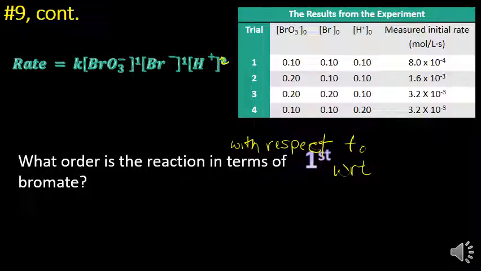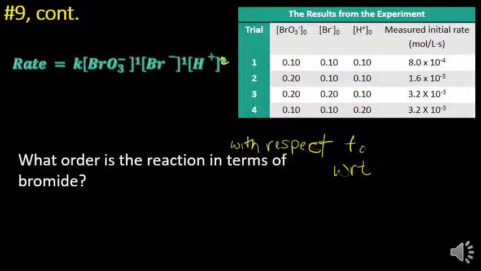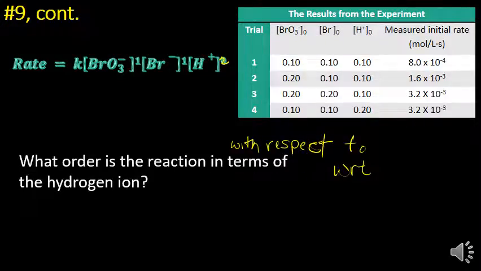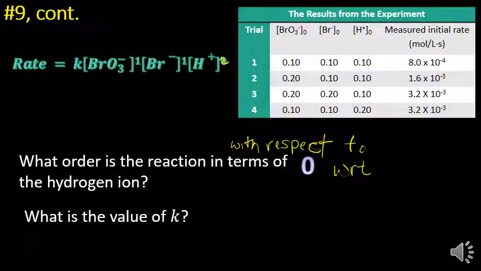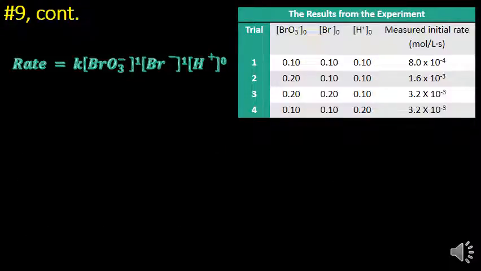It's a first order reaction, yes. And what is the reaction in terms of bromide? First order. And what is the reaction in terms of the hydrogen ion? It is a second order reaction in terms of the hydrogen ion. That is correct. And overall it's 4. So ignore the 0. The 0 is not there.